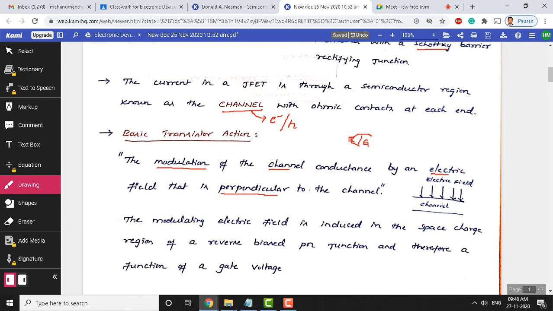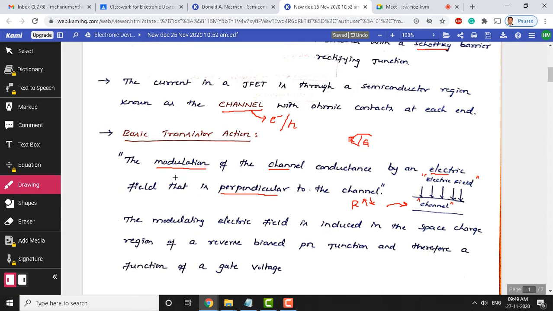If you assume that this is the channel in the JFET region, perpendicular to this channel we are going to apply the electric field. By applying this electric field, we are going to control the conductance within this channel. So, the conductance, or let me say resistance, varies. You can increase or decrease it by the amount of electric field you apply. You will see more details of this in the coming classes.